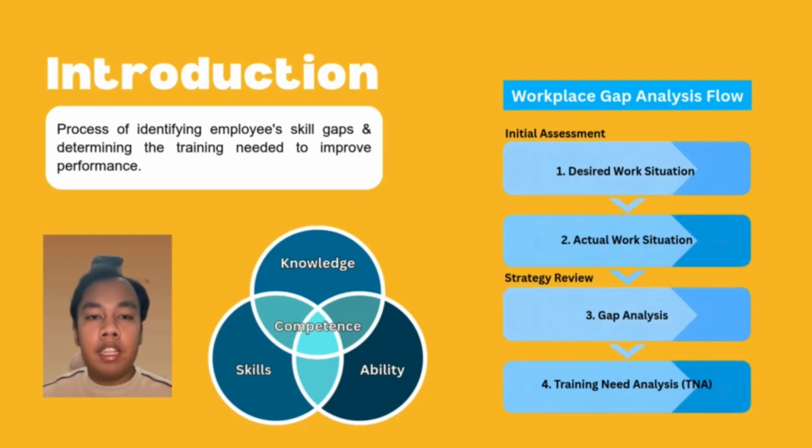Another point for this introduction: in Technique A, organizations focus on three important elements, which are knowledge, skill, and ability. Knowledge refers to what employees know, such as company procedures or accounting principles. Skills are technical abilities that can be learned through training, for example Microsoft Excel or problem solving skills. Meanwhile, ability refers to the employee's capability to apply their knowledge and skills effectively in performing tasks and responsibilities.